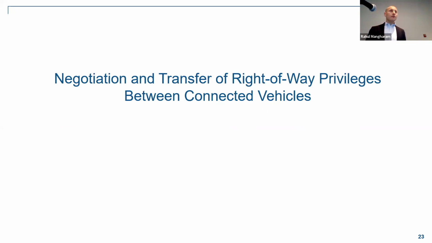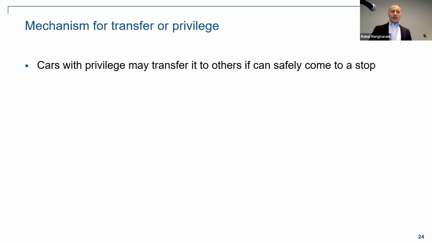Okay, so now that we have determined the right of way of all the cars within the intersection, we can start implementing this mechanism for negotiating the transfer of right of way. What we need for the mechanism are the following assumptions. Cars with privilege might transfer it to others if they can safely come to a stop. That's obvious enough.